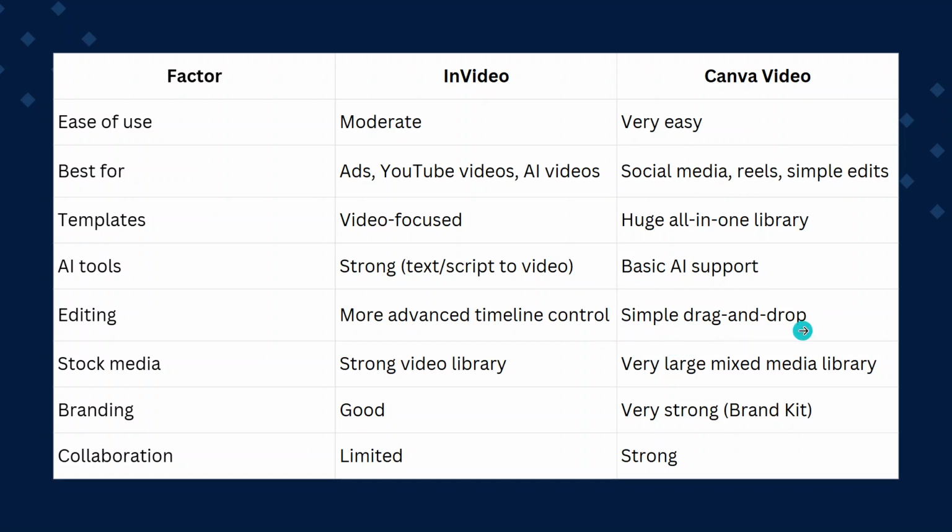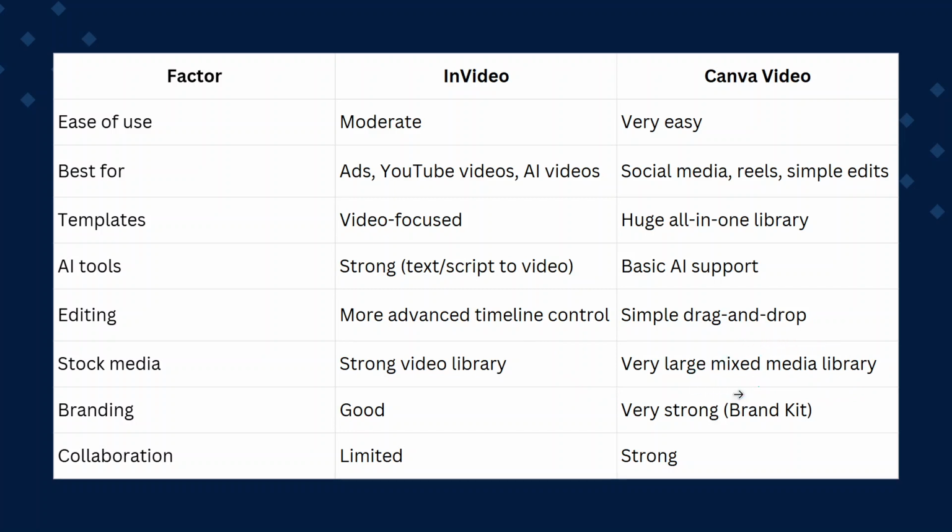For stock media, InVideo is particularly strong in video clips. If you rely heavily on stock footage, this is useful. Canva, meanwhile, offers a larger all-in-one library that includes videos, images, icons, and graphics, which is ideal if you're creating a lot of mixed media content.